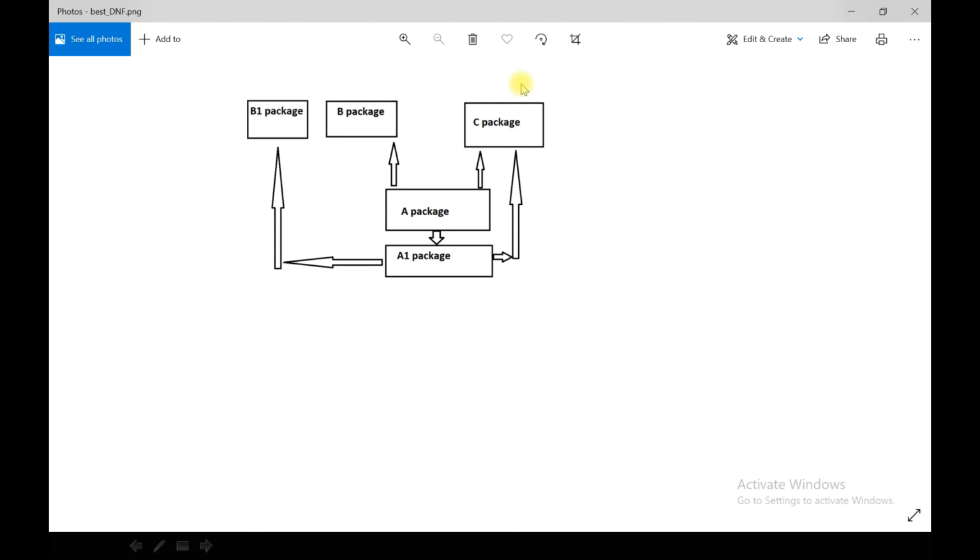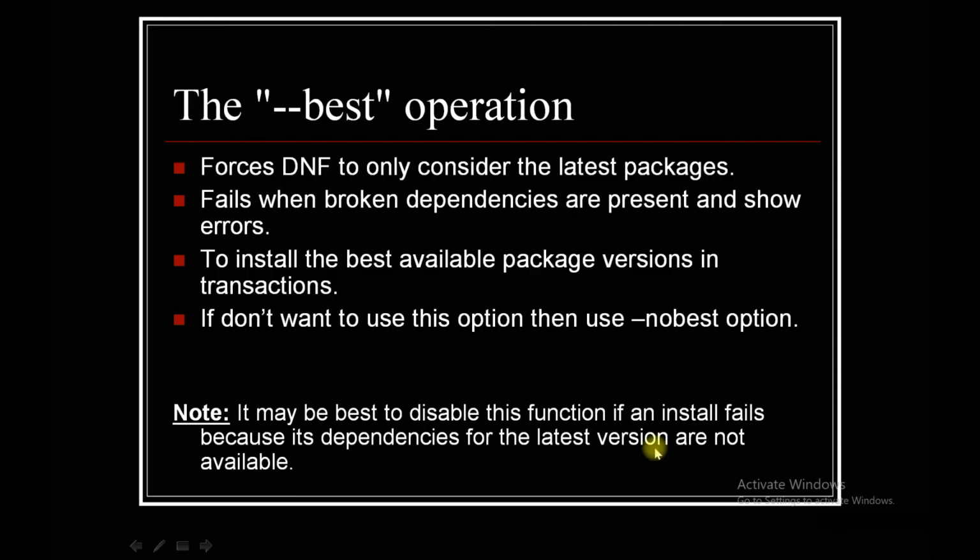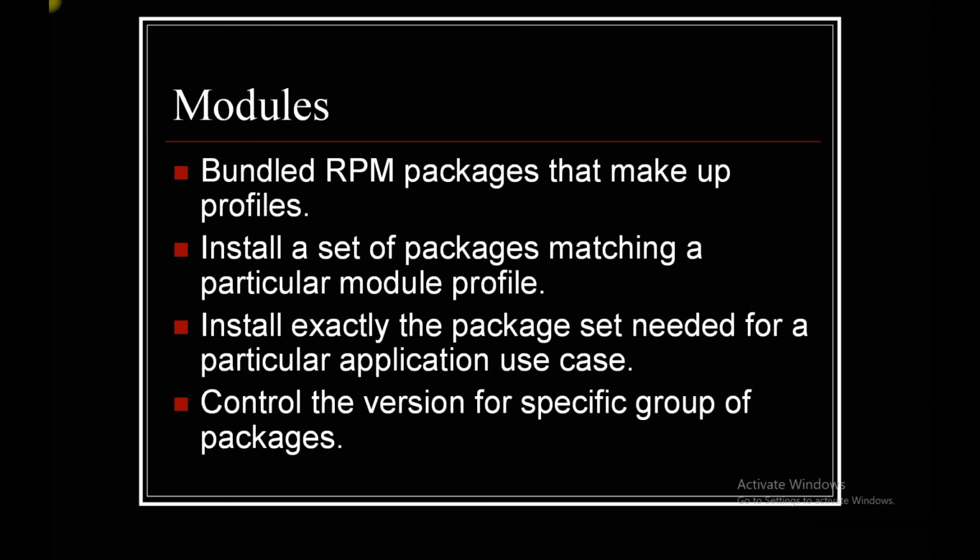So this you can do with the option of hyphen no best. If you use hyphen best, then this will fail because this dependent package C1 is not available. So in case you are getting an error and you want to upgrade your package A1 but the dependent package's updated version C is not available, you have the hyphen no best option. Okay, now let's move to the next. So guys, I hope this best option is explained to you.